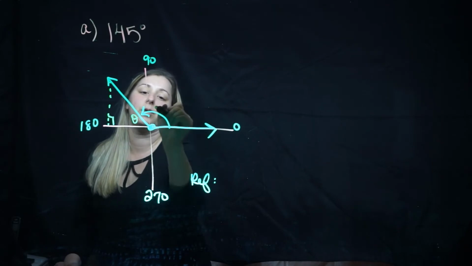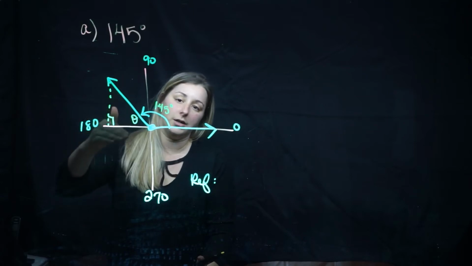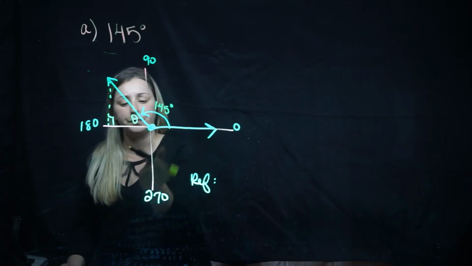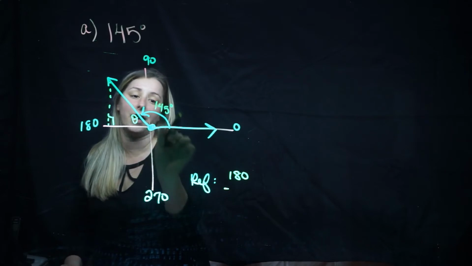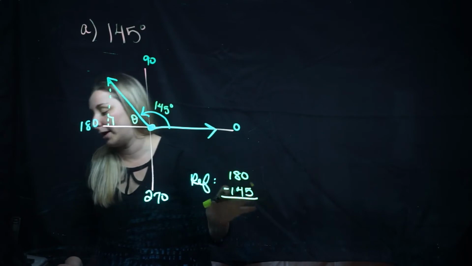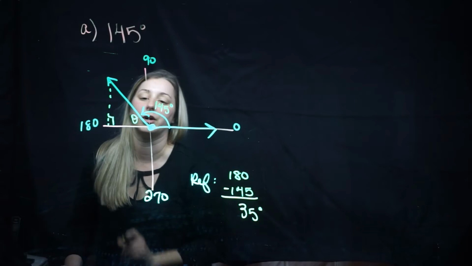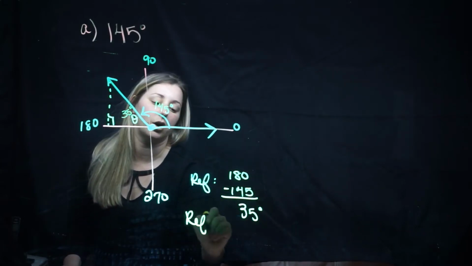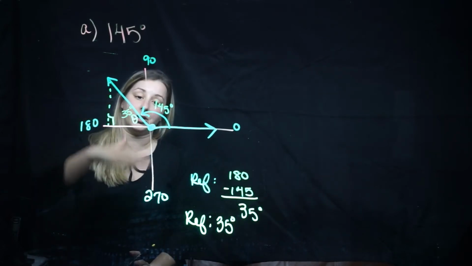Now, if we think about it, we rotated 145 degrees. We need to figure out how many more degrees we have to go in order to get to 180. So you would take 180 and subtract the rotation that you've already gone, which is 145 degrees. So we have 180 minus 145. When we do that, we get 35 degrees. Now 35 degrees is this angle in here, which we call theta, but it's also called our reference angle, the positive acute angle that is formed between the terminal ray and your x-axis.